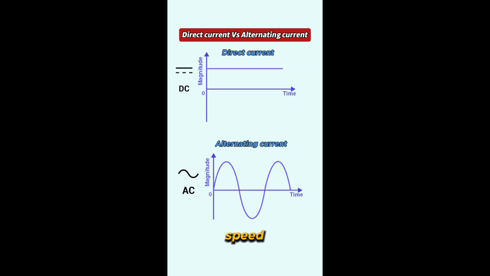Its movement speed is relatively slow. Direct current can be stored. It is measured in volts, voltage, and in amps, intensity.